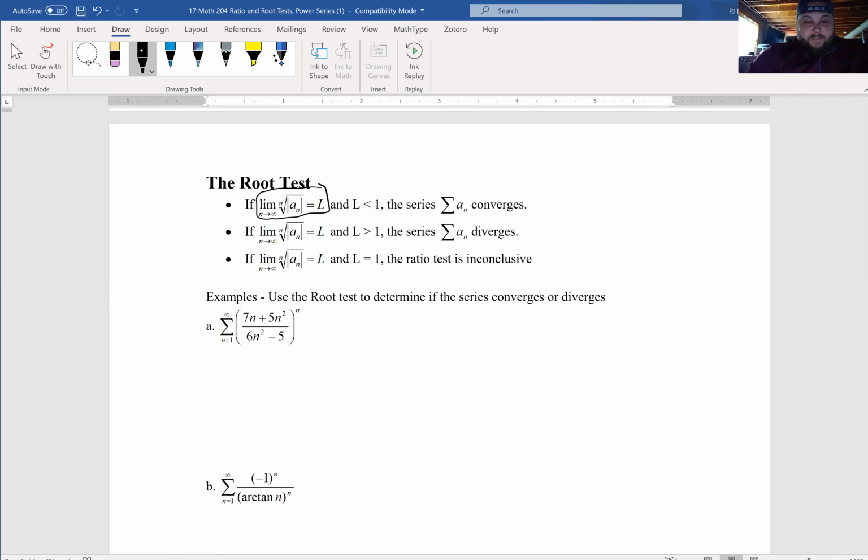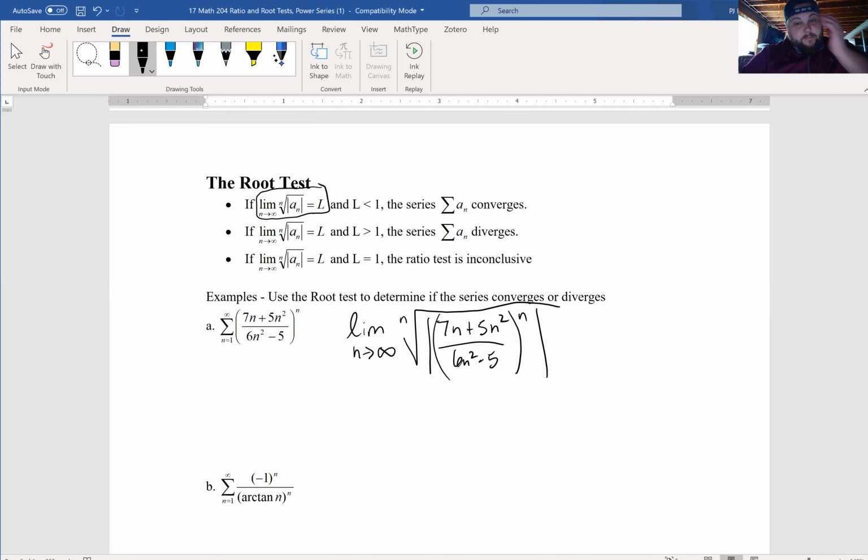So I just want to jump right in here and take the limit as n approaches infinity of the nth root of the absolute value of 7n plus 5n squared over 6n squared minus 5, all to the nth power.